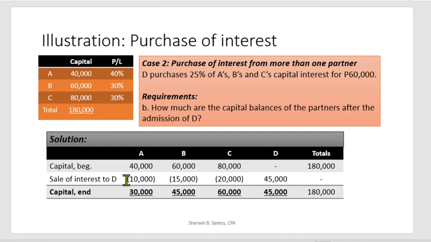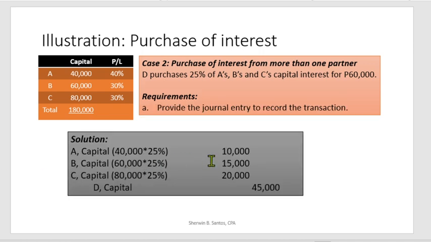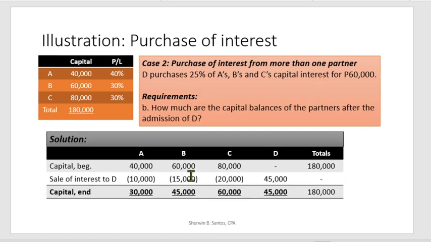So looking at the previous entry, 10, 15, and 20, we deduct. Then we add 45,000. Since this is just a transfer within equity, there is no effect on the totals. So the capital ending, 40 minus 10 is 30, 60 minus 15 is 45, 80 minus 20 is 60, then 45, for a total of 180,000. So the answer for letter B is the capital balances of partner A is 30,000, partner B 45,000, partner C 60,000, and partner D 45,000.